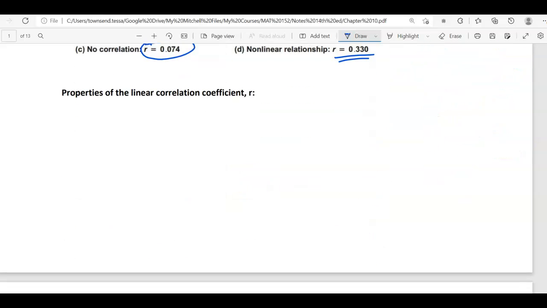So what are some of the properties of the correlation coefficient? Well, the first one is that the value will always be between -1 and 1. The closer it is to 1 or -1, the better fit it is for the data. How close does that have to be? We'll answer in just a few minutes. The sign of the correlation coefficient will match the sign of the slope.